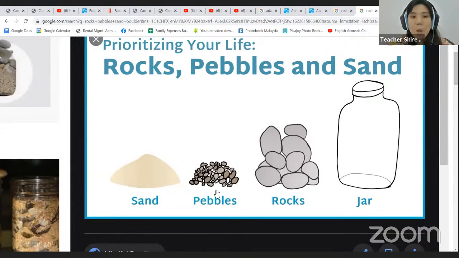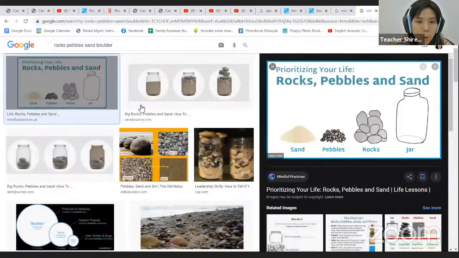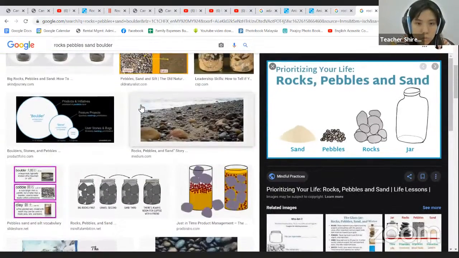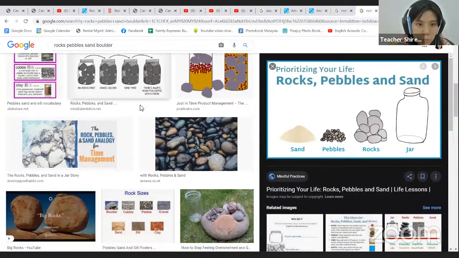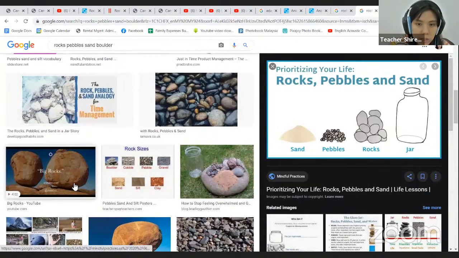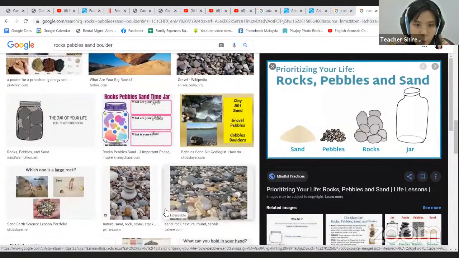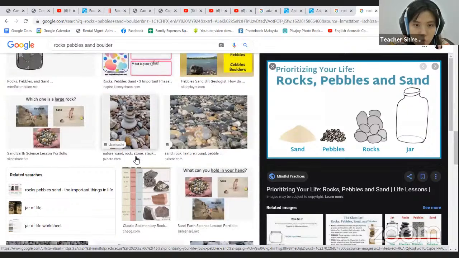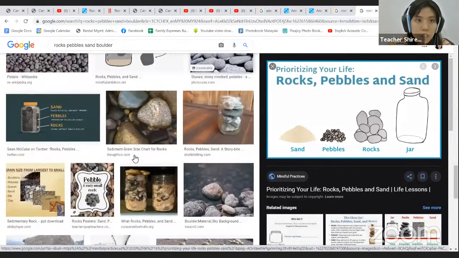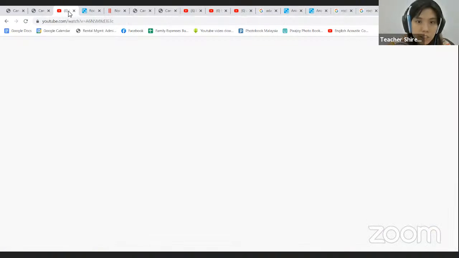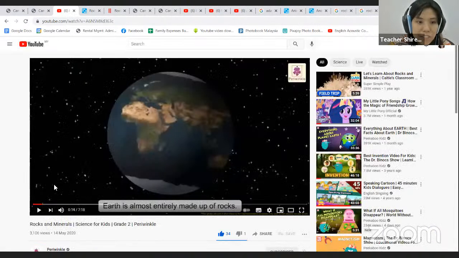And what is boulder? Boulder is a super huge rocks. Let me show you boulder. Like this one. This is called boulder. You see the rock, it's super humongous. That is what it's called boulder. These are called rocks.